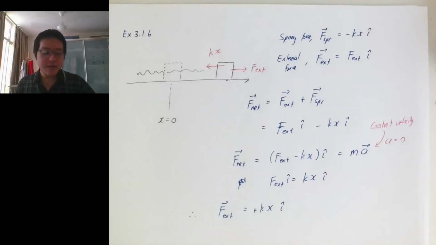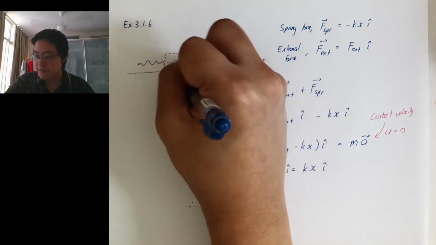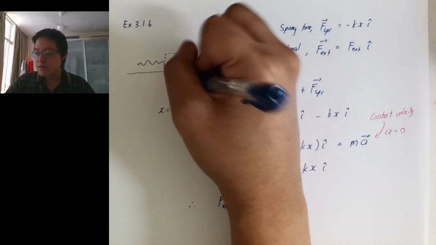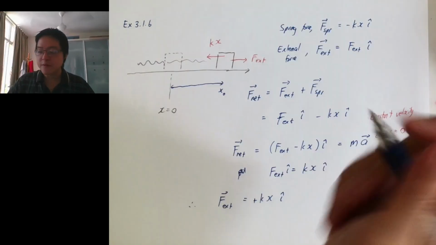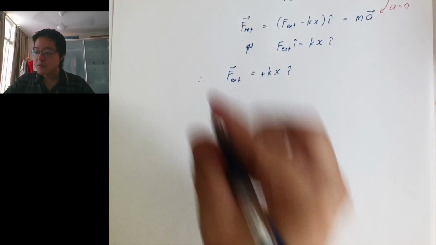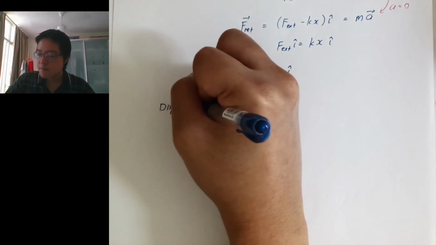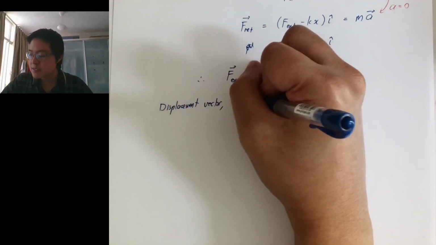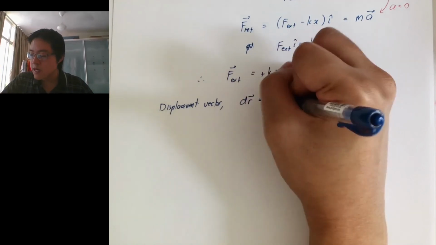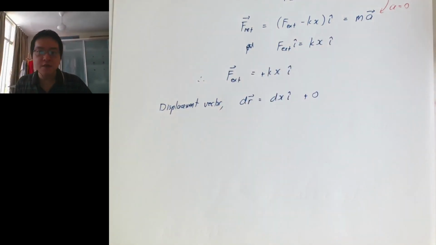the question is asking to calculate the work done in moving from here to here. So this is my displacement. The distance is from here to x naught. So I need to know my displacement vector. My displacement vector is dr. So dr is just dx i, and there's no vertical motion. So I just need to do this.